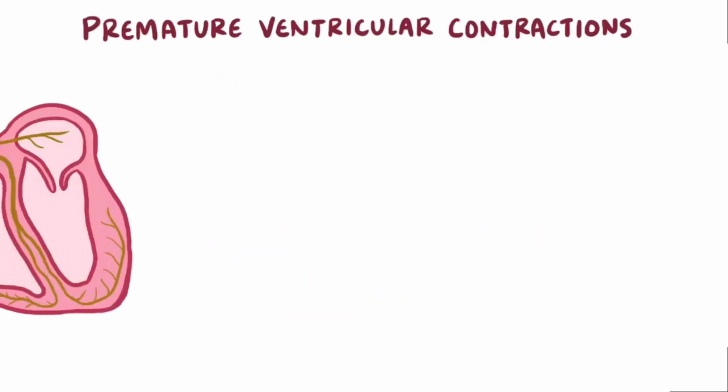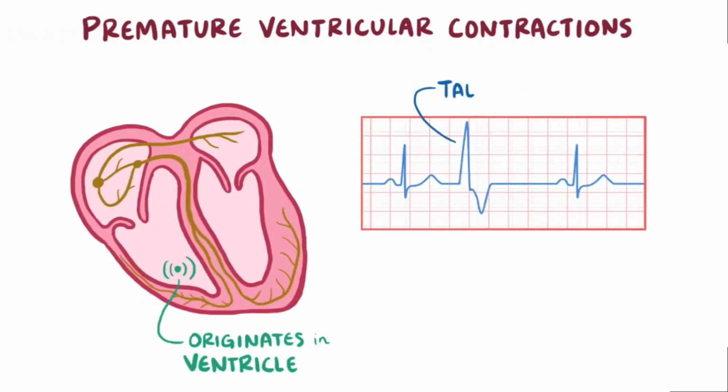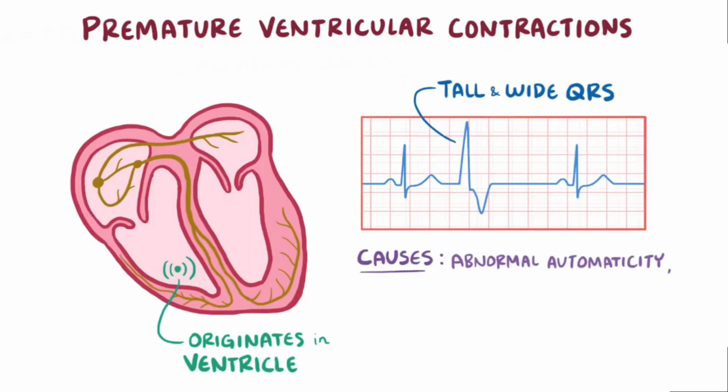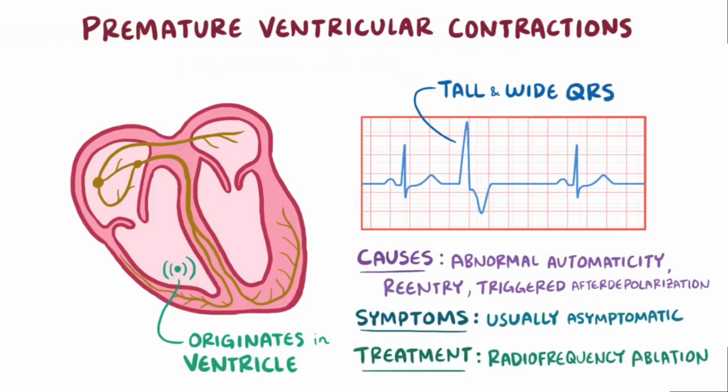Alright, as a quick recap, premature ventricular contractions are abnormal heartbeats that originate in the ventricles and show up as tall and wide QRS complexes on an ECG. They can be caused by abnormal automaticity, re-entry, or a triggered afterdepolarization. They're usually asymptomatic, but when they're a sign of an underlying disorder, treatment including a radiofrequency ablation might be necessary.